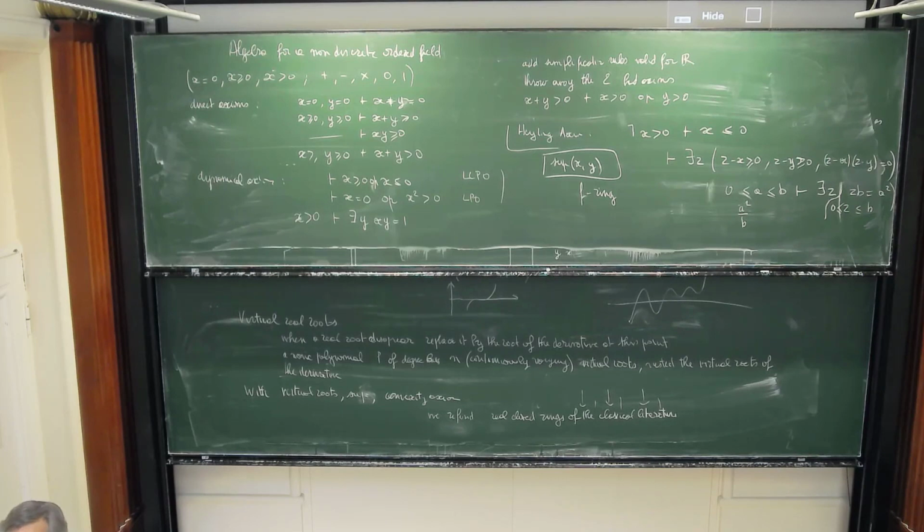You have one function for one degree? Yes. We have n functions for each degree. These are n virtual roots. And they are continuous functions of the equation, telling you where the roots are.